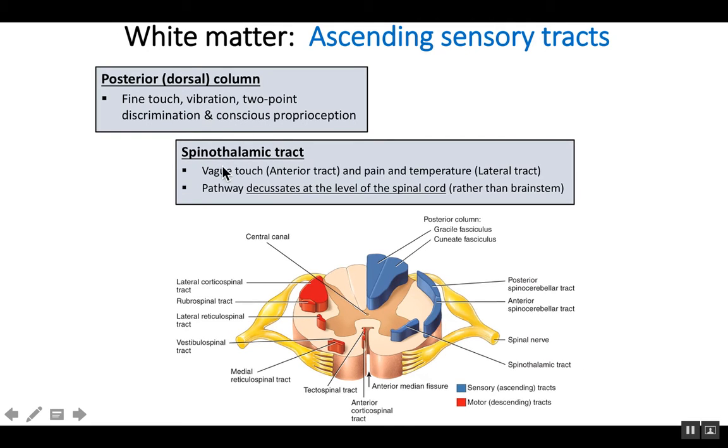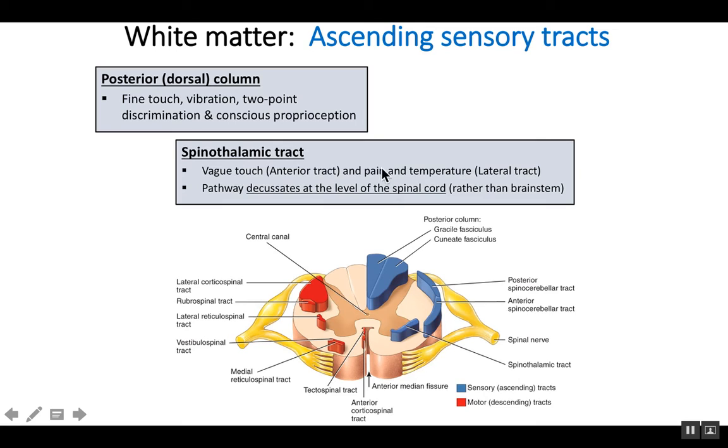The thalamus, we haven't learned about it yet, is an area of the brain that gets a lot of sensory information. But its job isn't necessarily to interpret that information, it's to relay it to other areas of the brain for interpretation. So the thalamus is often called the grand relay center. But the kind of information going up the spinothalamic tract, shown right here, is vague touch, pain, and temperature.